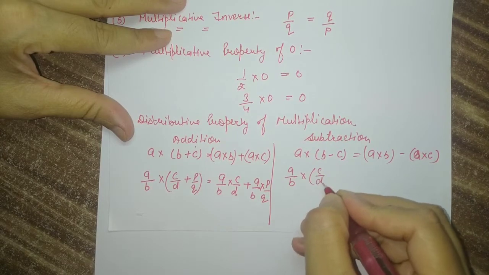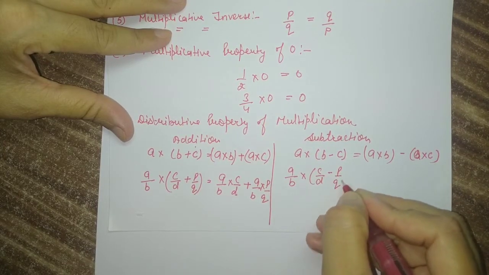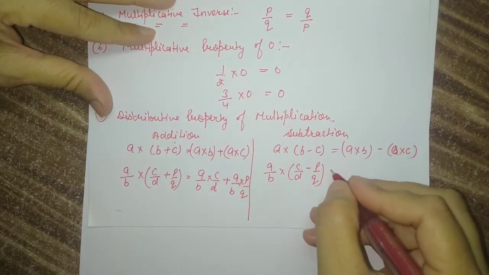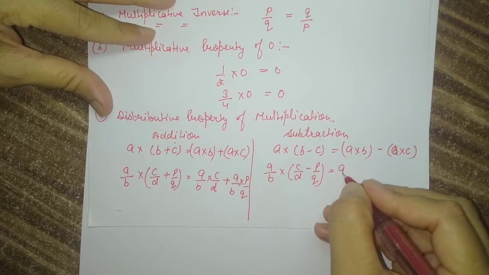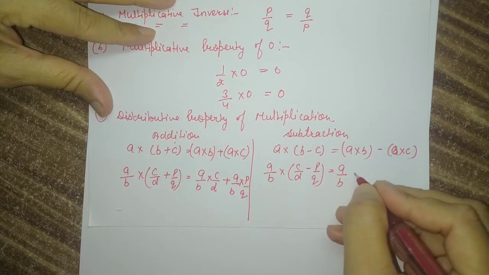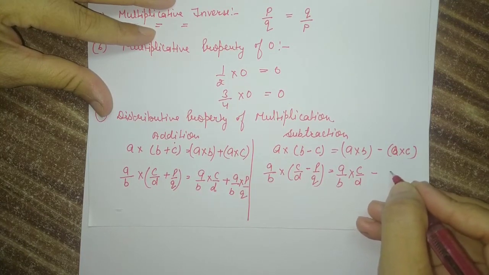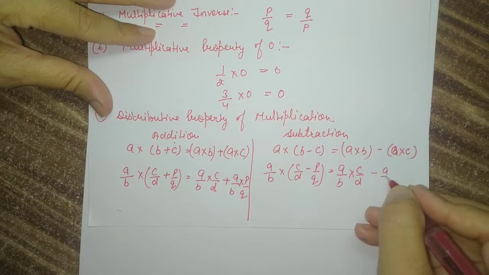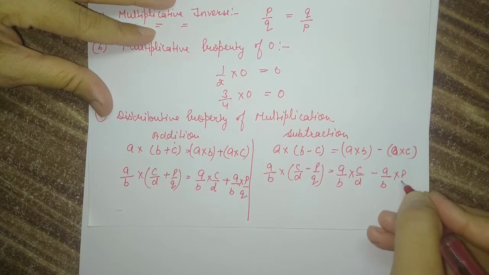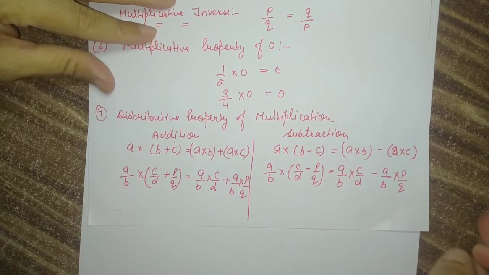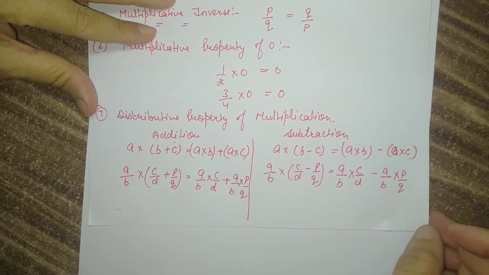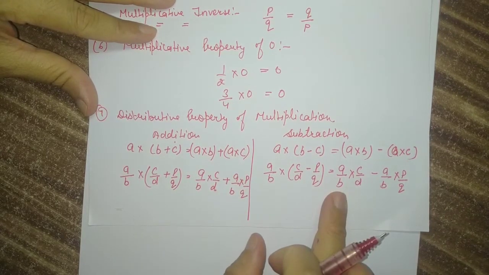Same in case of subtraction, it is multiplied with their subtraction. And how to open this? Remove the bracket, then A upon B is multiplied with both rational numbers, C by D and P by Q. Okay students, this property is called distributive property of multiplication over addition and subtraction.